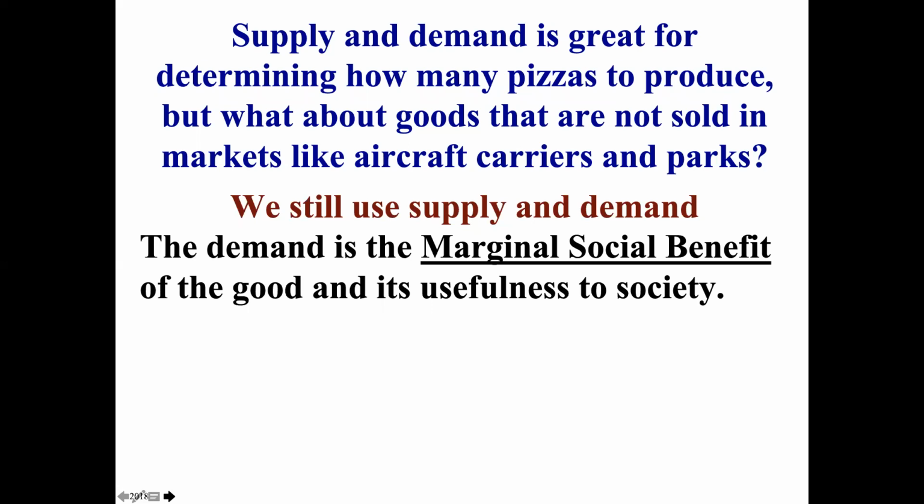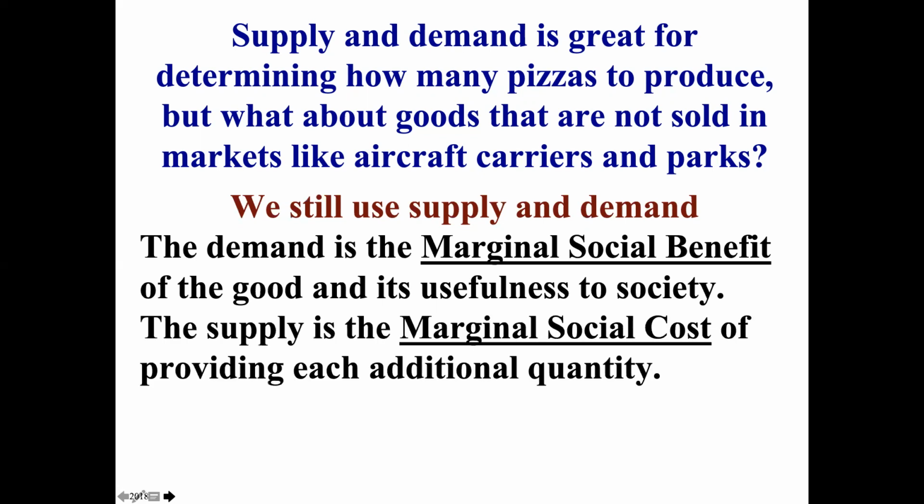Okay, well, we can still use our thinking as economists. We can still use supply and demand. And governments should think about marginal benefits and marginal costs, just like any good consumer or any good business. When they think about it, they can think about it a little bit differently with something called marginal social benefit and marginal social cost. The marginal social benefit is the good and usefulness to society. And then the marginal social cost is the cost of providing an additional quantity of that good or service, right?